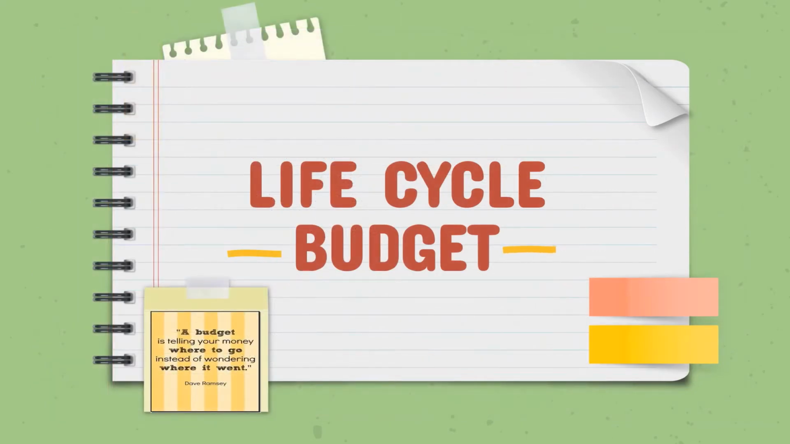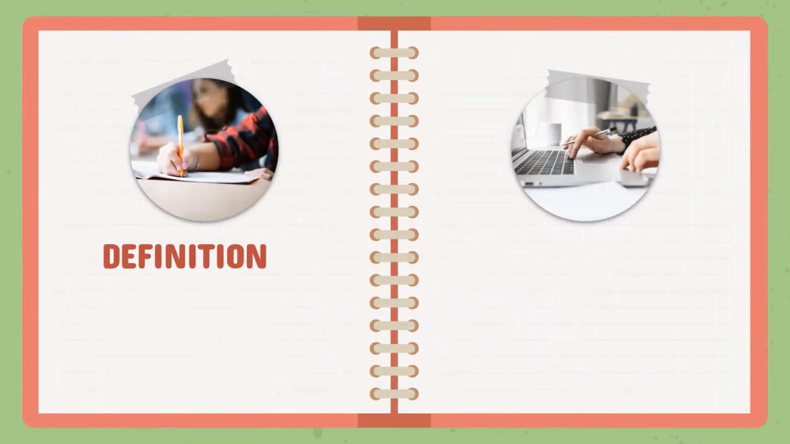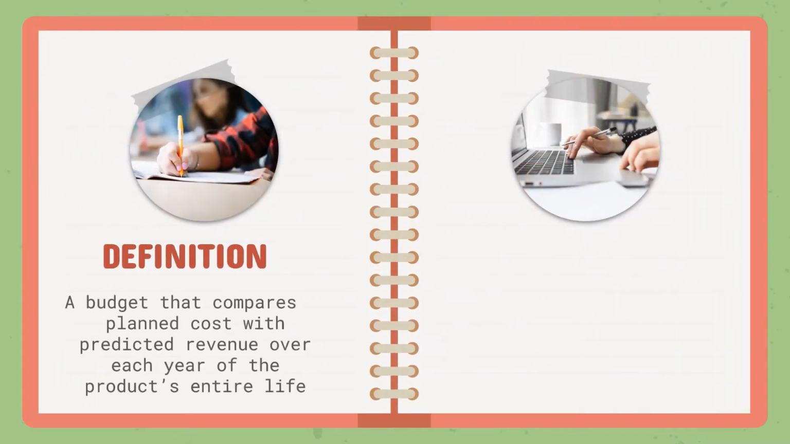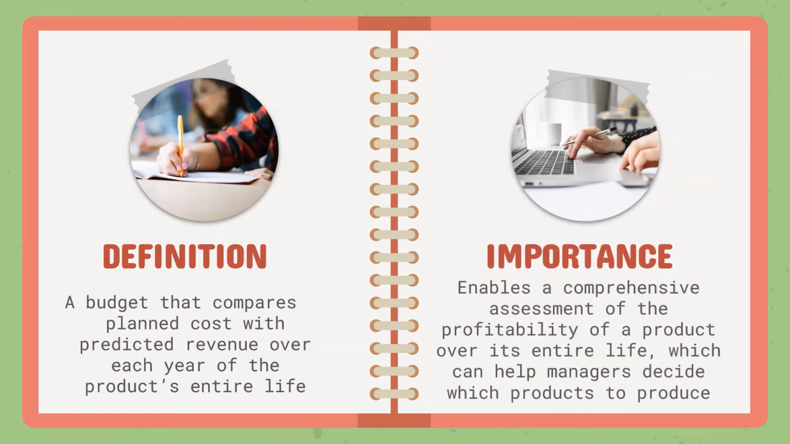Alright guys, let's move on to the next subtopic in life cycle costing, which is the life cycle budget. The definition of the life cycle budget is a budget that compares planned costs with predicted revenue over each year of the product's entire life. As for the importance of the life cycle budget, it enables a comprehensive assessment of the profitability of a product over its entire life, which can help managers decide which products to produce.